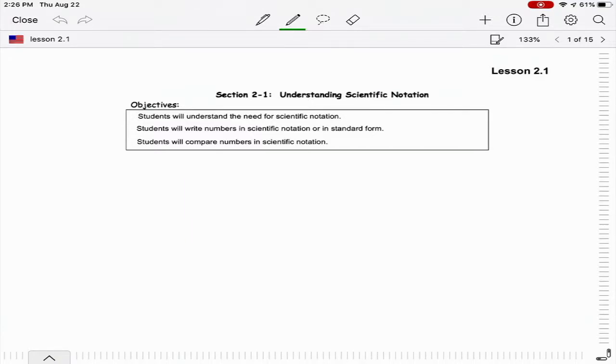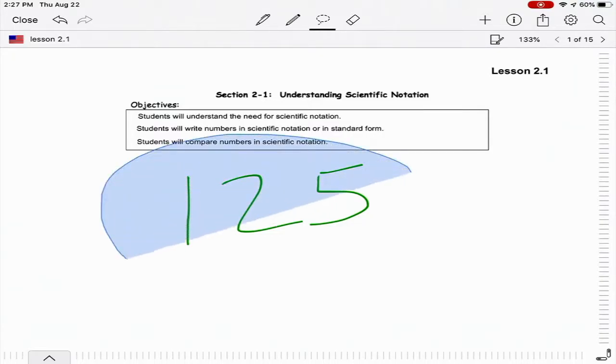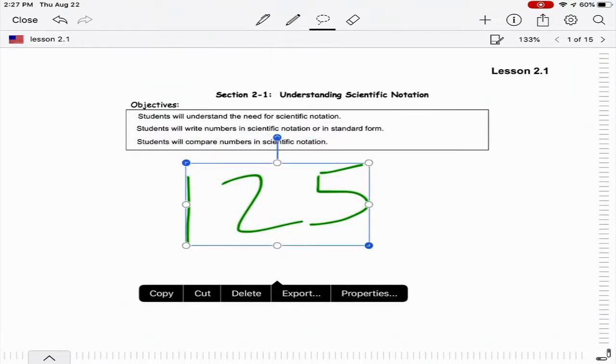Sometimes you have standard numbers, like 125, let's say. It's a simple number, very easy to write, very easy to read. But then you've got numbers like the distance from Earth to the sun. That's a very, very big number, and I wouldn't be able to fit it in a small spot. So what we do instead is convert very large numbers into scientific notation so that it's easier to read as well as easier to write.